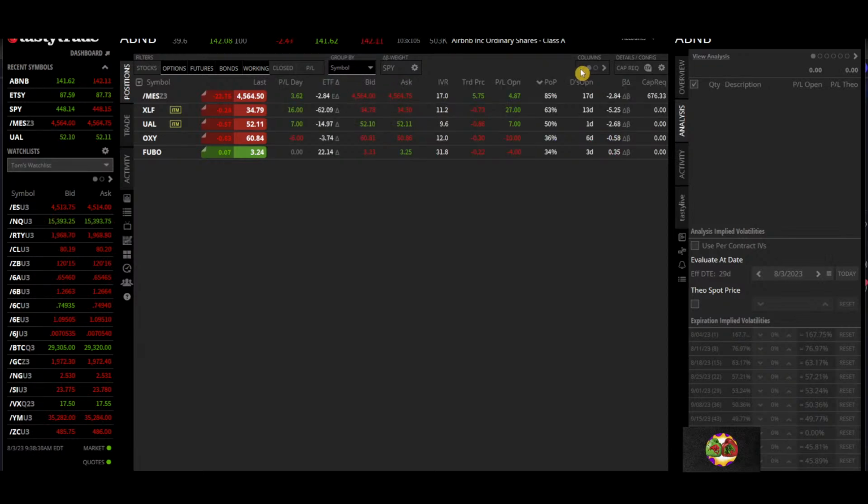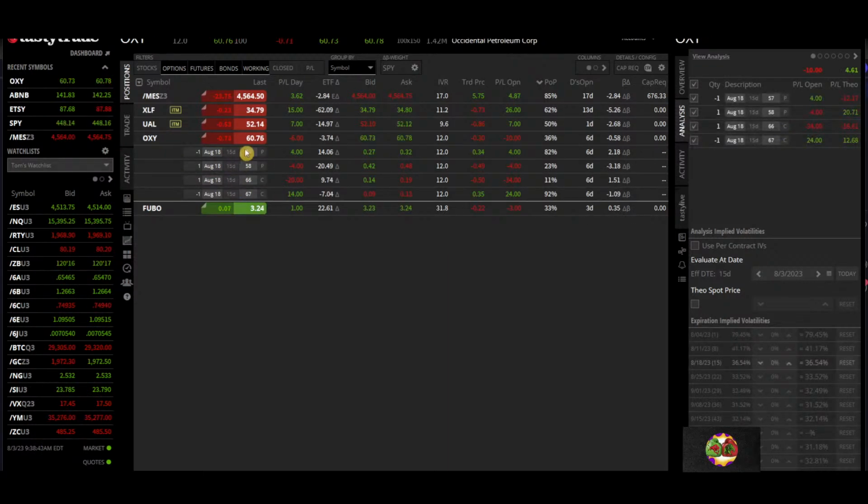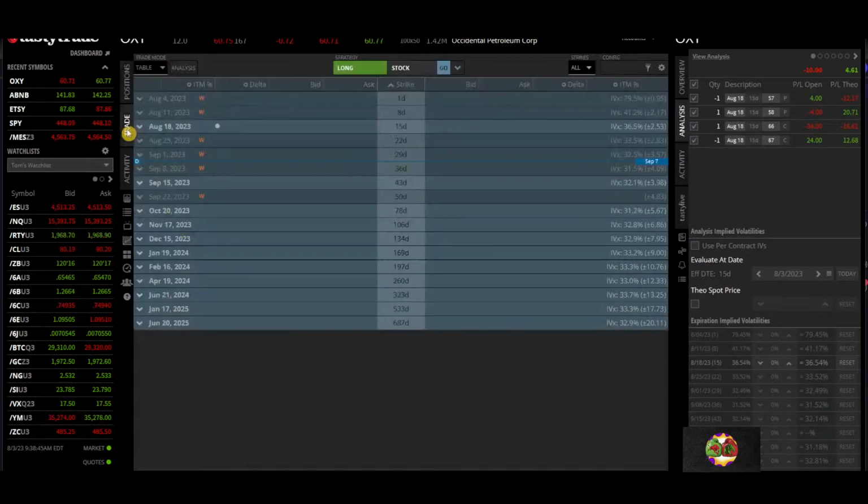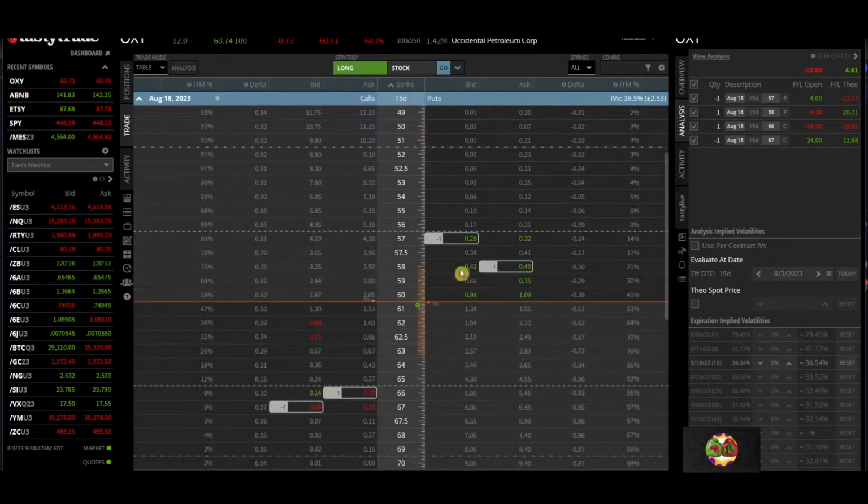That's on the day. Here's the total P&L open. So the XLF trade is $27. UAL's got $7, and then the MES is $4.08. I'm losing $10 on Oxy, which was an iron condor right here. I need price to get up here or down here, either or, right? This is the put side. So obviously I need price to get down here to $57, or I need price to get up to $67.